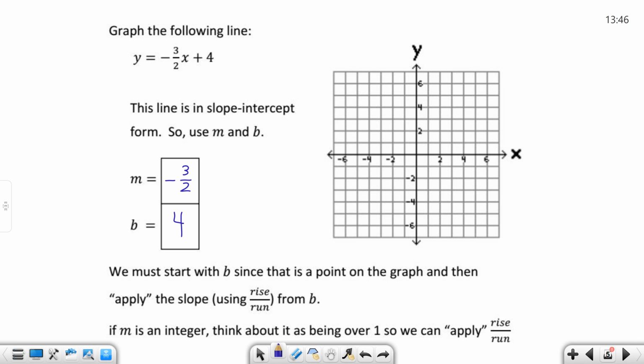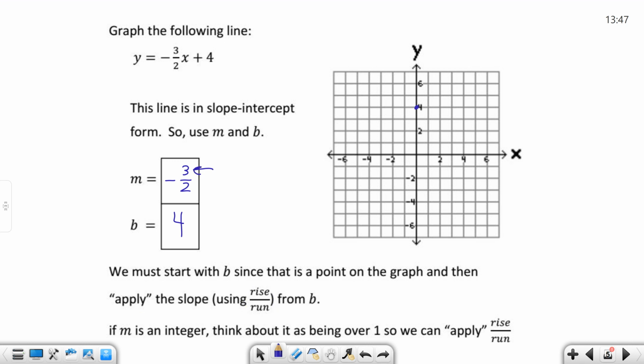So again, we must start with b, which in our case this time is 4. So if I come over here to my grid, where do I go? That's right, I go up, because my y-intercept is always up or down. And since 4 is positive, I go up 4 units. So I start at b, since that's the point on my graph, and then I apply the slope as rise over run.